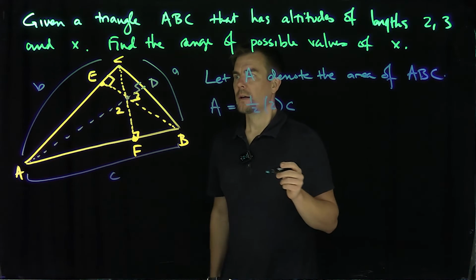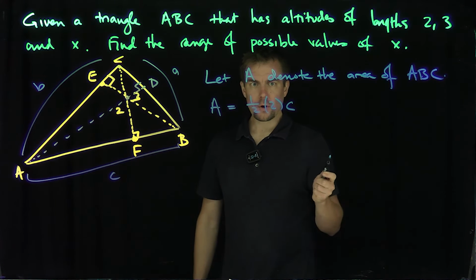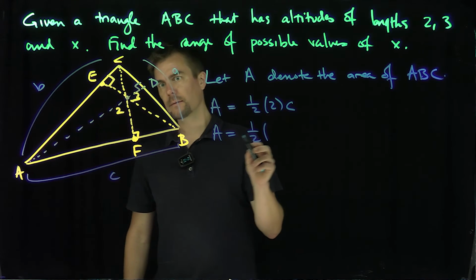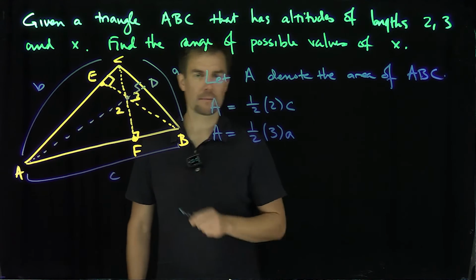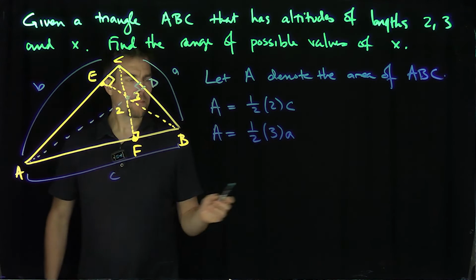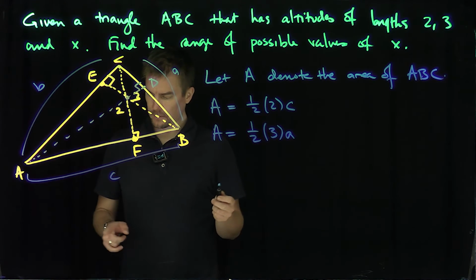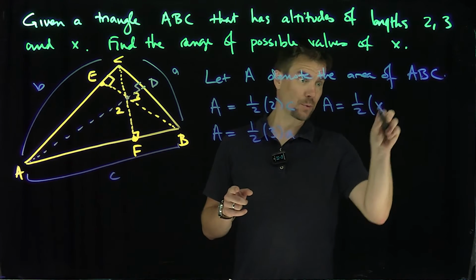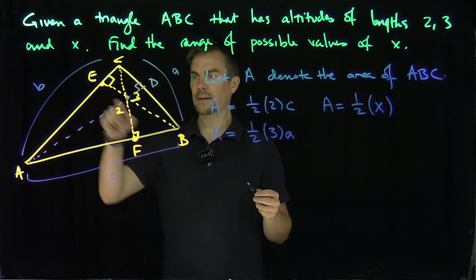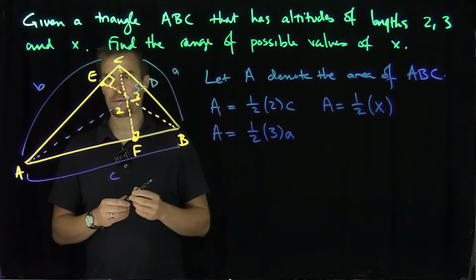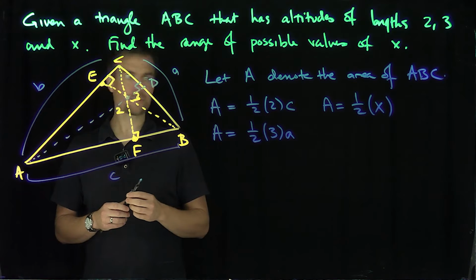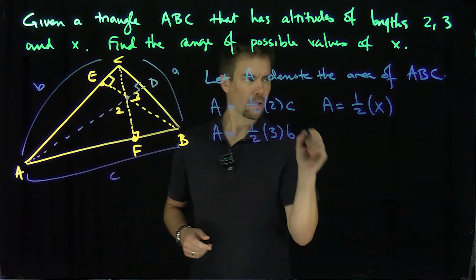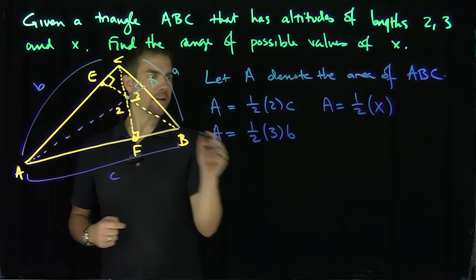Okay, great. And now the area is also equal to 1/2 times 3 times, sorry, the 3 corresponds to the B, so that's a B, not an A. And finally, the area is 1/2 times x, which we don't know, times A. The x corresponds to the A.